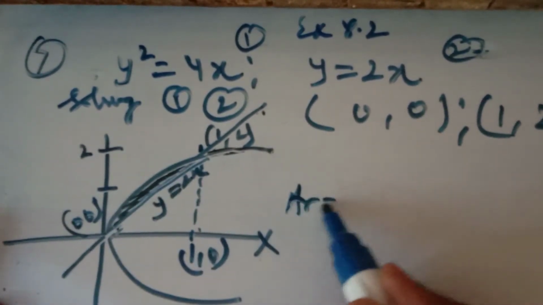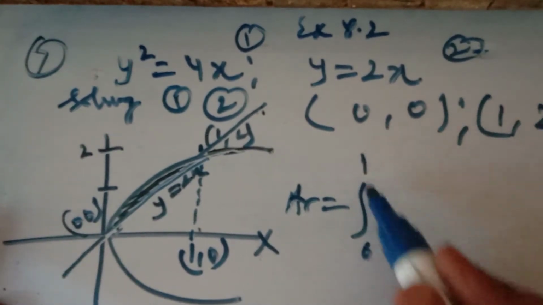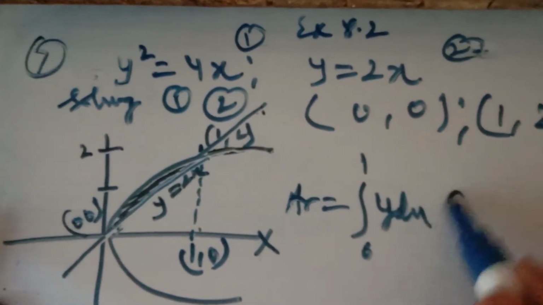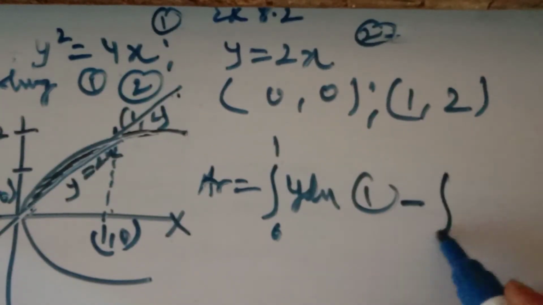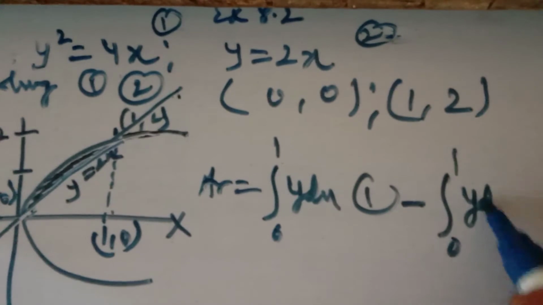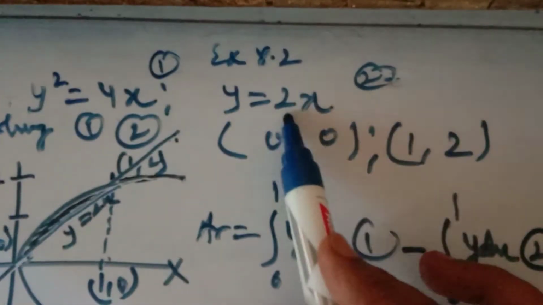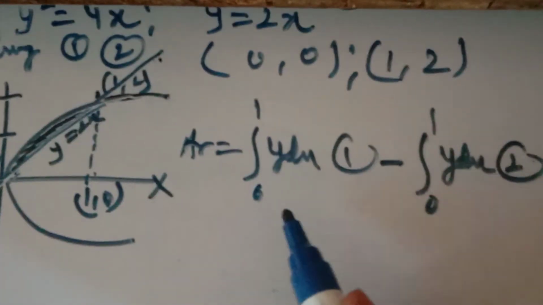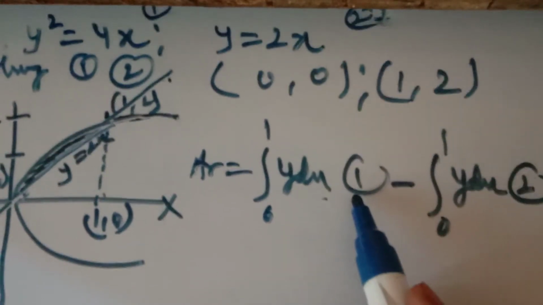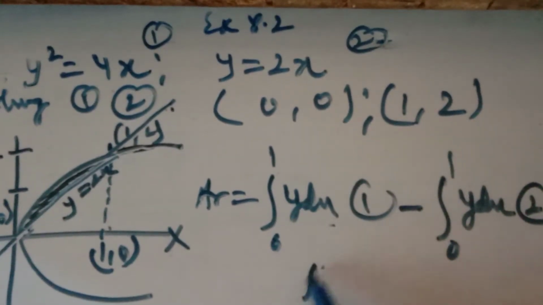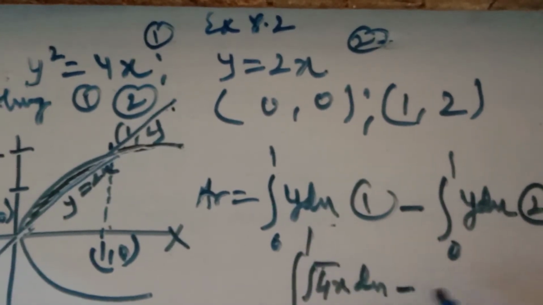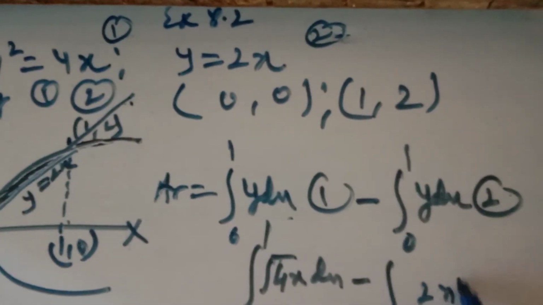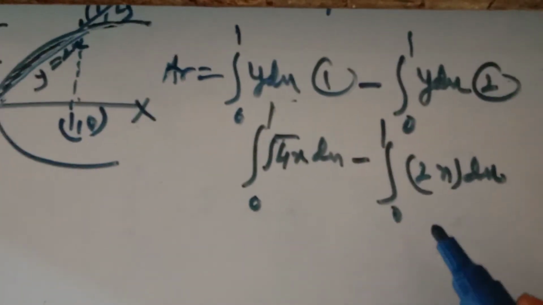So here the area will be from 0 to 1 of y with respect to x of the parabola, that is the first, minus the integral from 0 to 1 again of y with respect to x of the line, that is 2. So here parabola minus line. So y dx with respect to x, the first will be root 4x. You have to integrate from 0 to 1 with respect to x, minus 2x, like this.